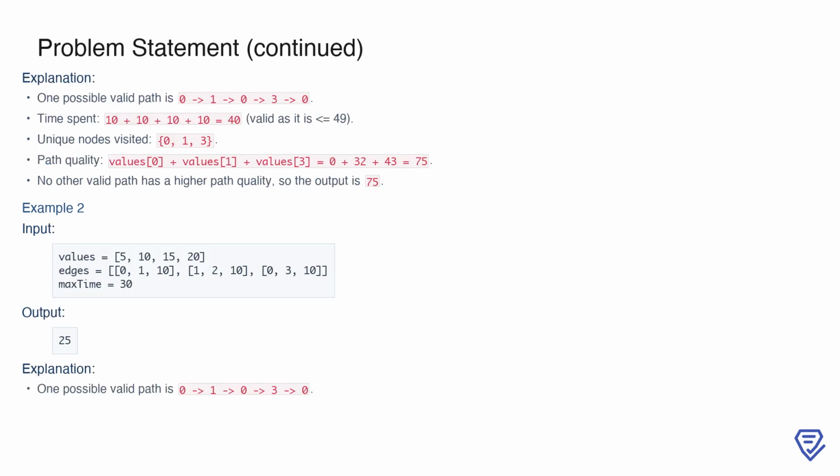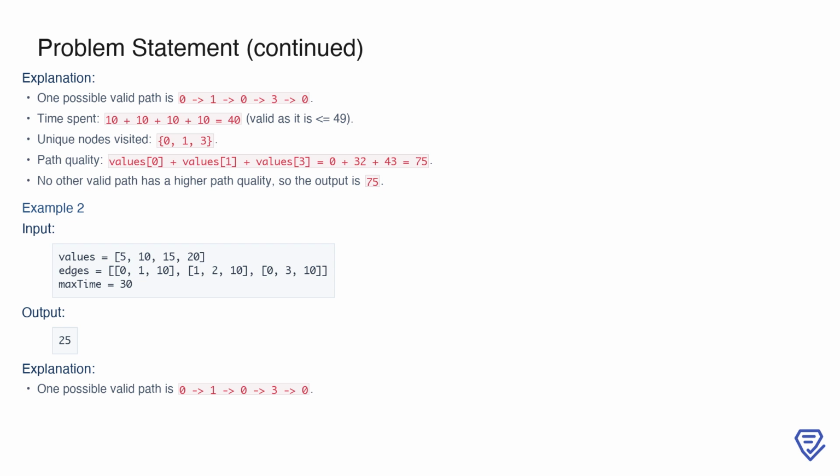In the first example, one valid path is 0-1-0-3-0. The total time spent on this path is calculated as 10 for each edge traversed, 10 plus 10 plus 10 plus 10, which equals 40 seconds. Since 40 is less than or equal to the maximum allowed time of 49 seconds, this path is valid.